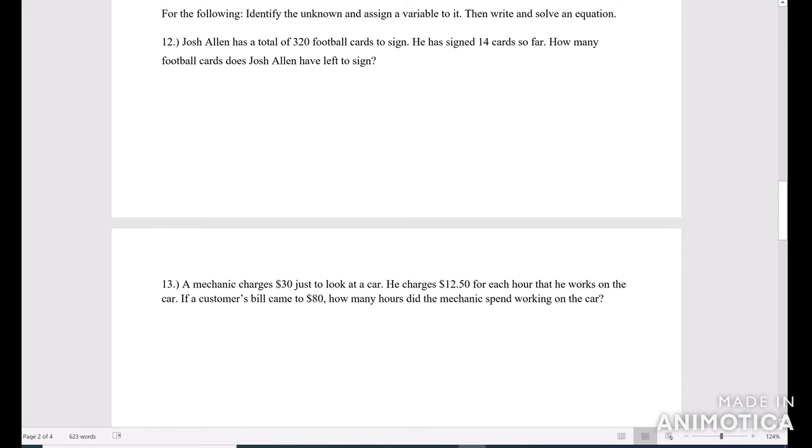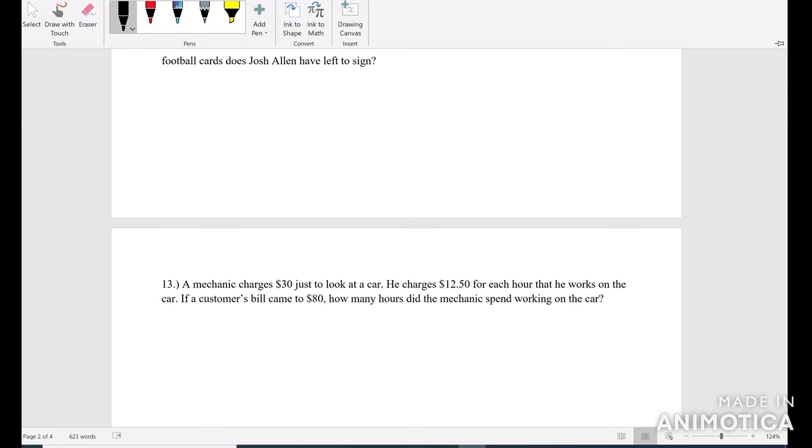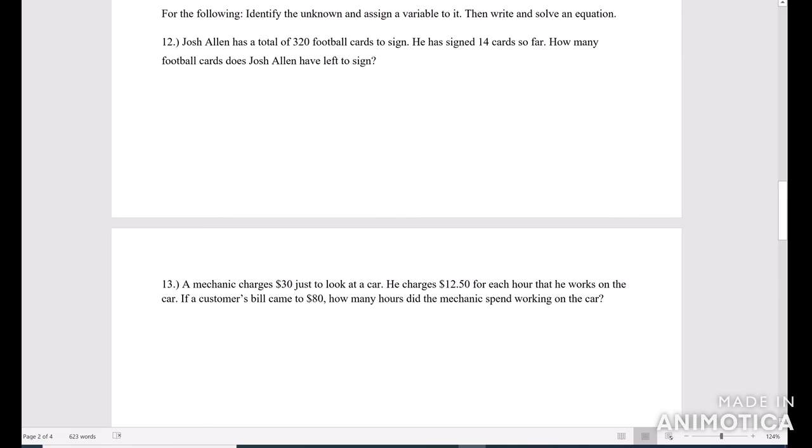Okay, so we have some word problems here, and it says for the following, identify the unknown and assign a variable to it, then write and solve an equation. So when it says assign a variable, what that means is we're going to write what are known as let statements. That just means we're going to say let x equal, and then it'll represent whatever it is that we're trying to represent with the variable. And the variable doesn't have to be x, but pretty frequently you'll see that get used.